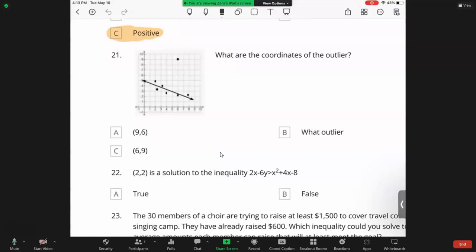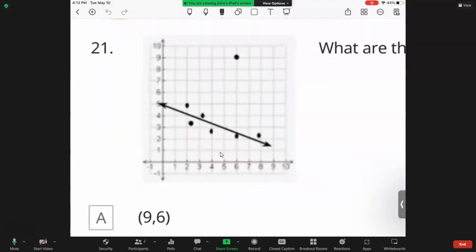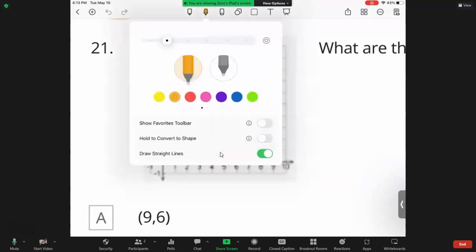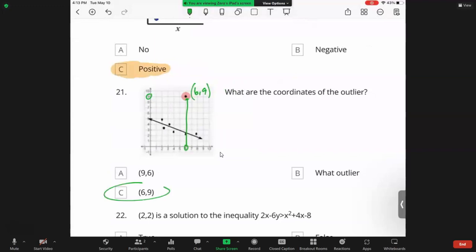It says, what are the coordinates of the outlier? So the outlier is the point that is not with the rest of them. It's the one that's all by itself. So for us here, the outlier would be this point up there. All the other ones are next to the line. That would be 6, and then it goes up to 9, so it's 6, 9. That would be C.